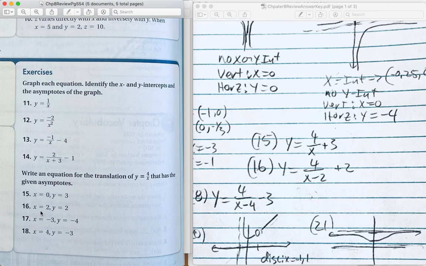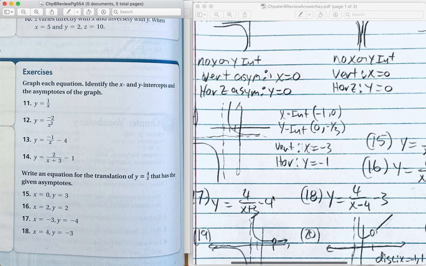For 16, we have a vertical asymptote at 2 and a horizontal asymptote at 2. So it's going to be y equals 4 over x minus 2 in the denominator, plus 2 on the outside of the rational equation.